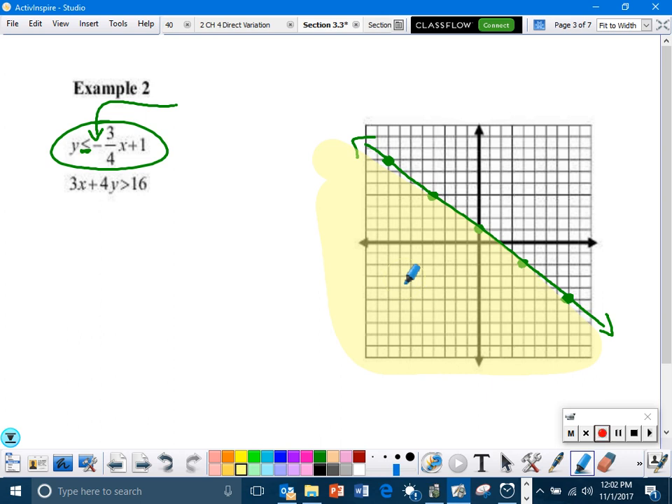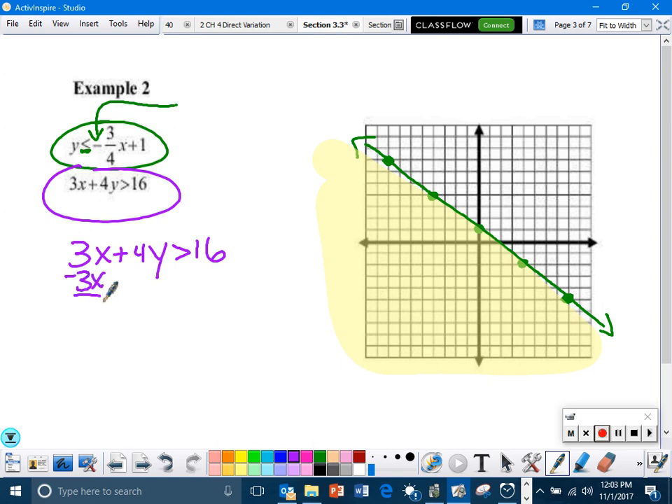Now the other one. This one, y is not by itself. For this problem, I'm going to solve for y, but in the next example, I'm going to demonstrate that sometimes you don't need to do that. But in this one, I am going to go ahead and solve for y. So let me rewrite it and get y by itself. First thing I'm going to do is take away the 3x.